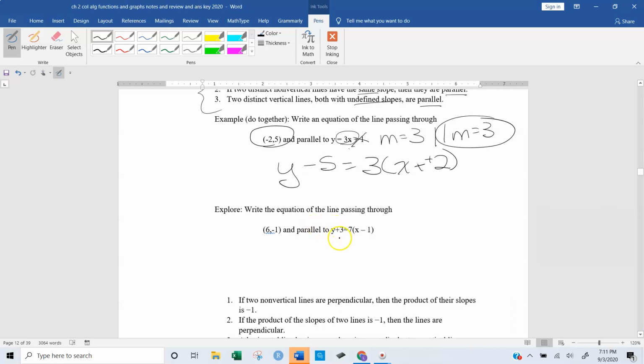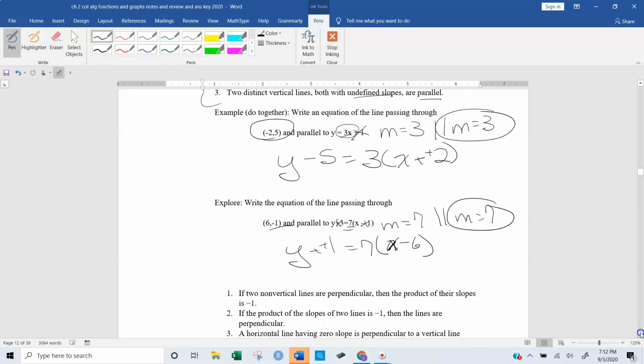A little bit trickier because they gave you 2 unneeded information. You don't care about, because this is point slope form, so we don't care about the point. We only care about the slope. So we know my given slope is 7. Parallel slope then is also 7. So we use 7 with the point to write the equation. So y minus a -1 or plus 1 equals your slope times x, whoops, that's an x, minus 6. And you're finished.